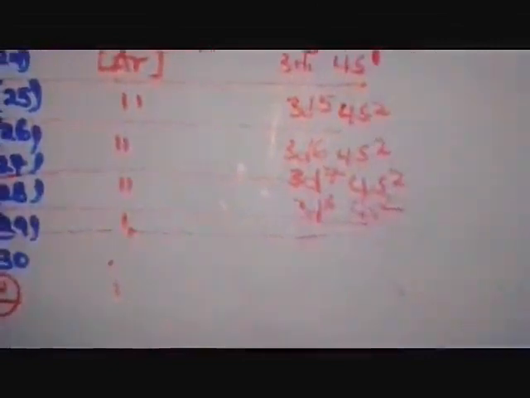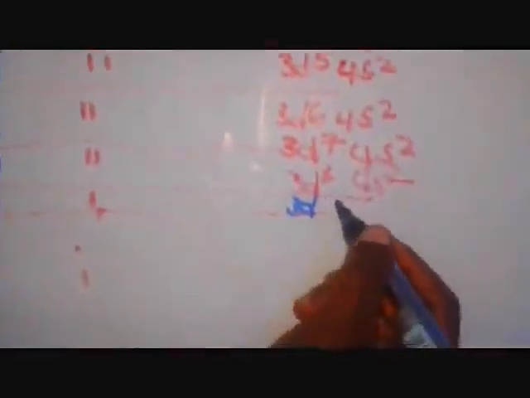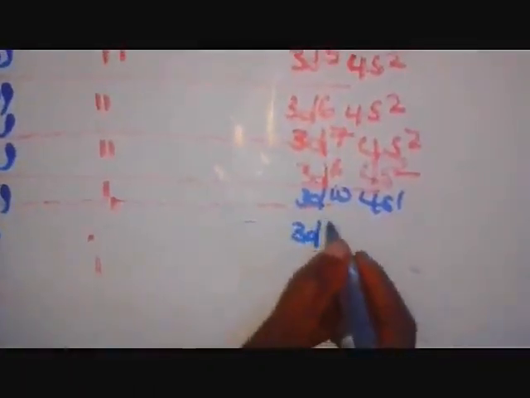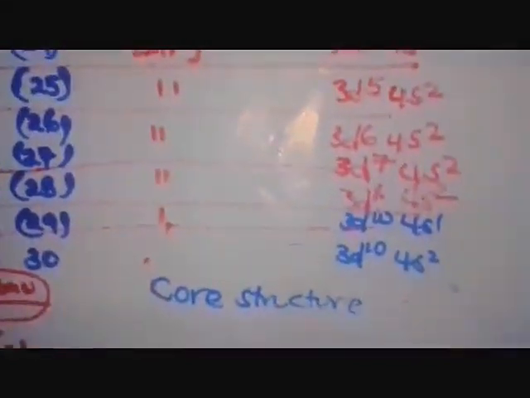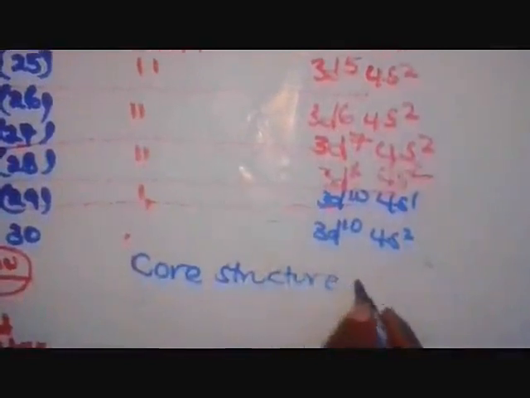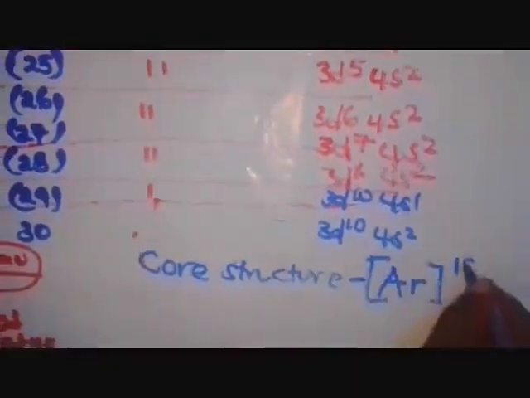Now for copper, we shall be having 3D, but our 3D is now going to be occupied by 10. Then 4S1. Then for zinc, we shall be having 3D10, and here we have 4S2. This means all of this we are calling the core structure. The core structure is the stable structure which does not even take part in bonding, and that core structure is of argon, having 18 electrons.